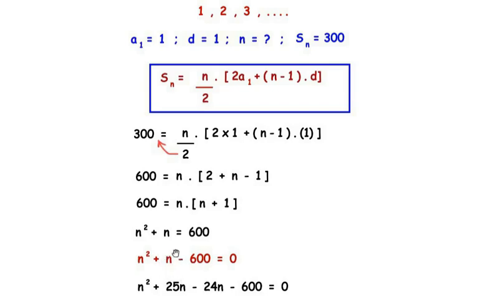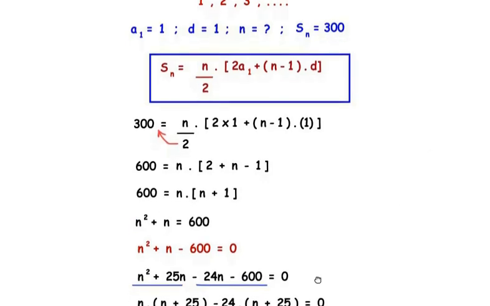So here we have factorized this equation and written it as n square plus n being split up in terms of its factors, that is n square plus 25n minus 24n minus 600 equal to 0. Now we are going to group the terms. We are going to group the first two terms and we are going to group the last two terms.